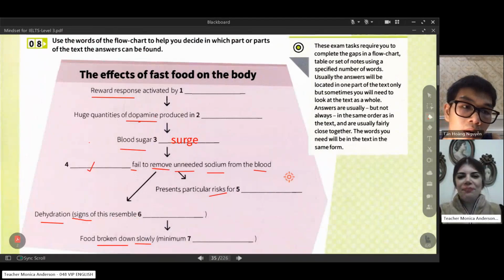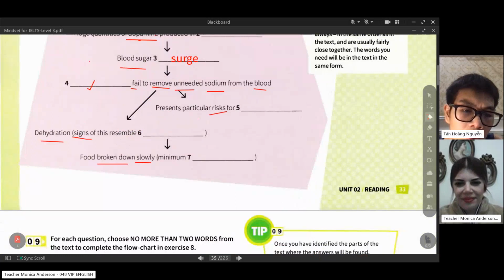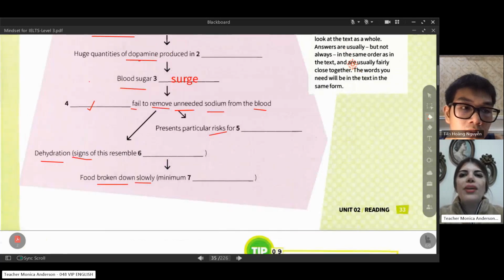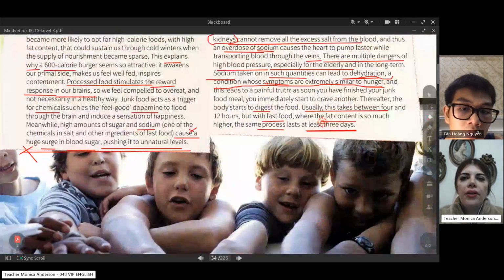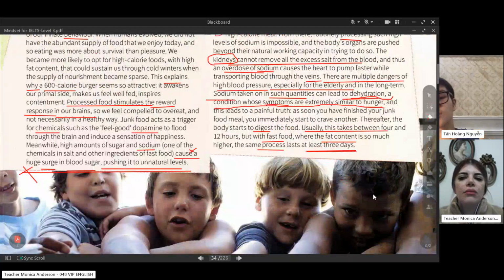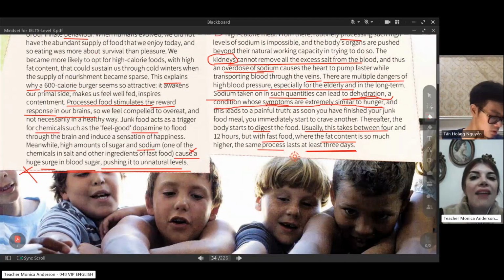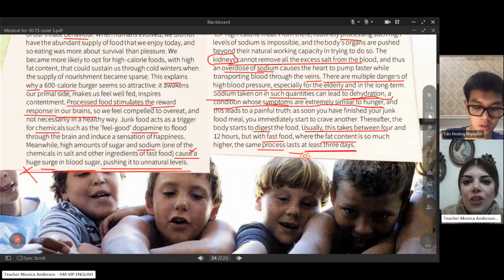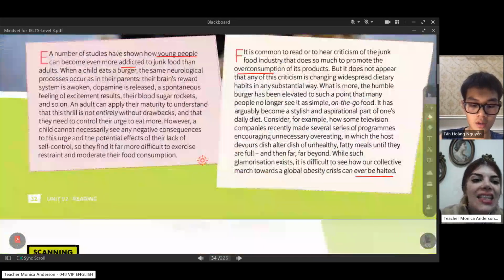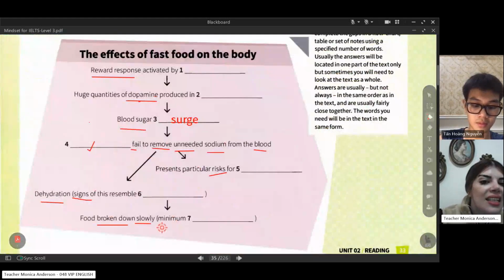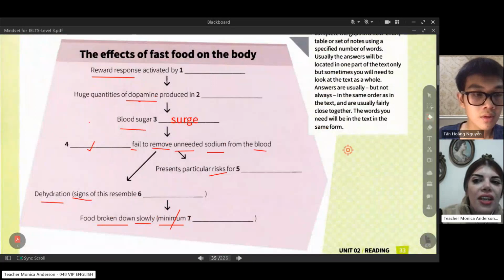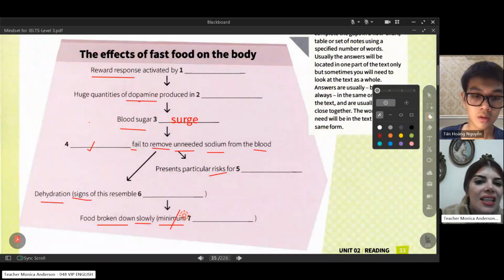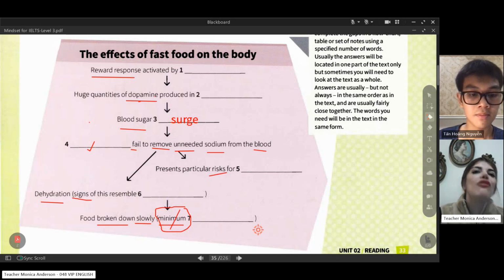What word in the blank number 7? As I told you, 3 days. Okay, so this can be the answer, 3 days. And we have another keyword: at least. At least means minimum. So minimum, at least, minimum 3 days.